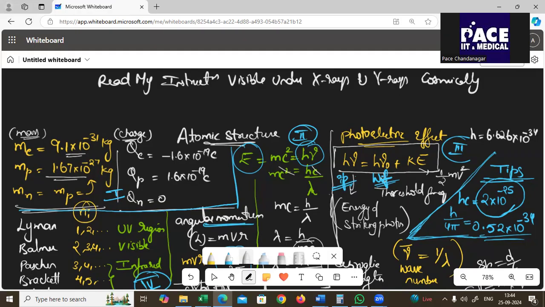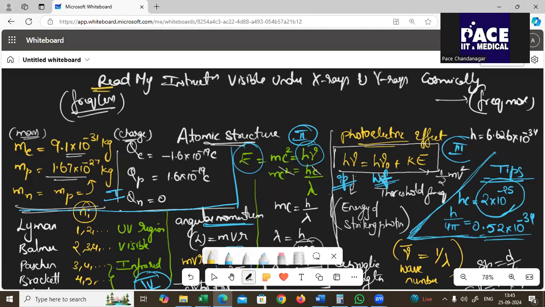Okay, so as you move towards the right side, the frequency is more here. Here the frequency is less, which implies your amplitude is more. Right, so now read my instruction.